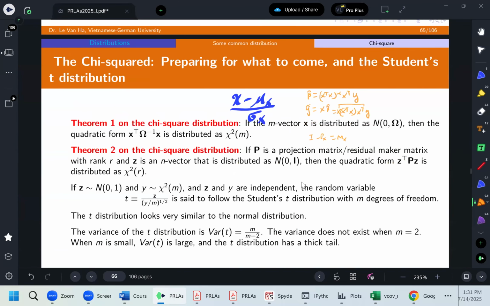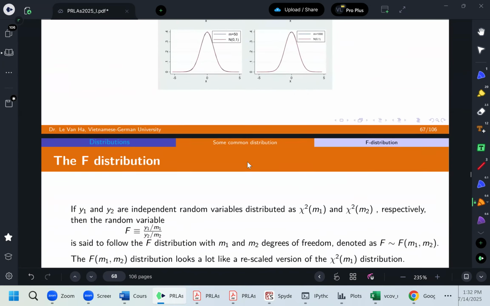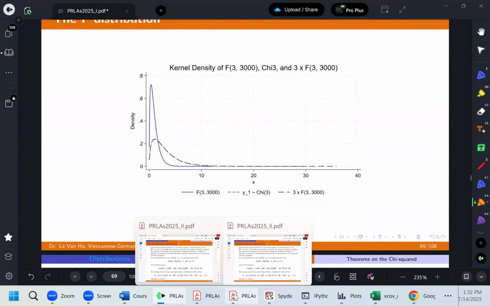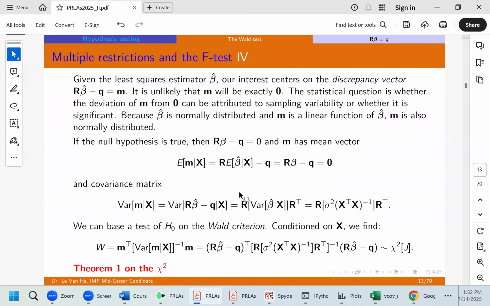The second result is that if you have a vector Z that is standard normally distributed and independent of each other, and you have a projection matrix B, then Z transpose BZ is distributed as chi-square with r degrees of freedom. So these are the two results that play a very important role in many of the econometric results, right? So let's stop at that and move on with our ongoing discussion.